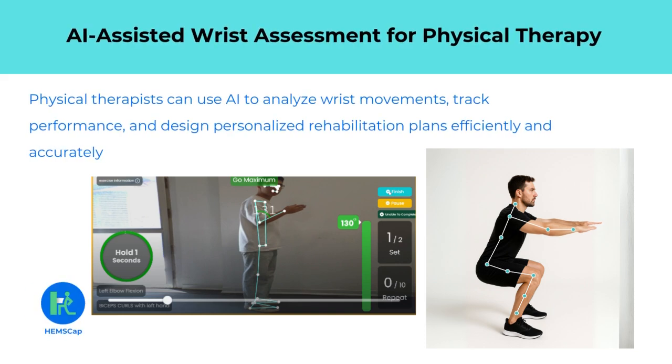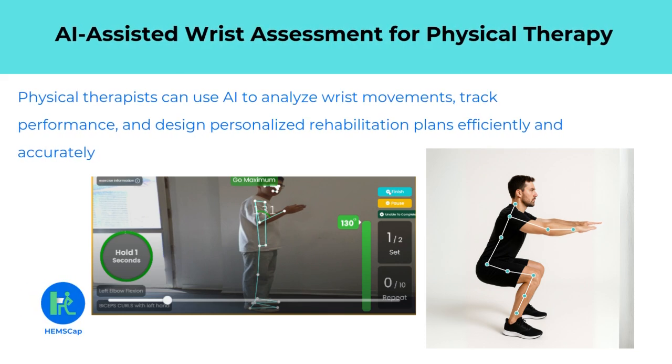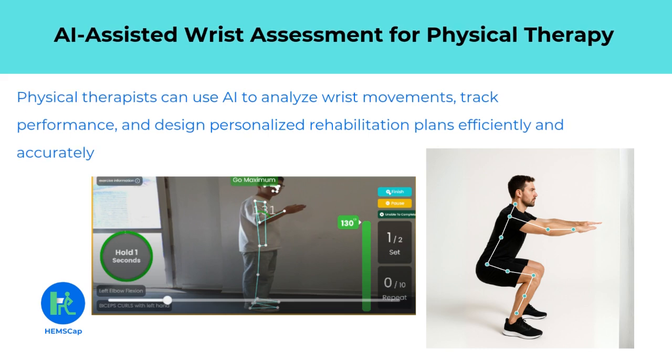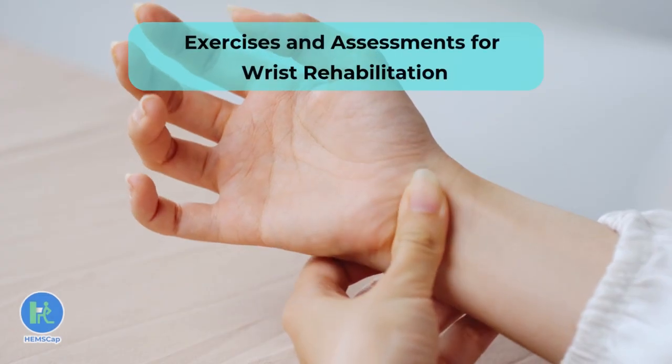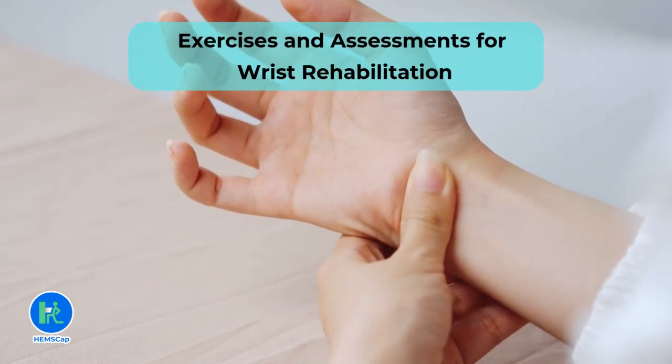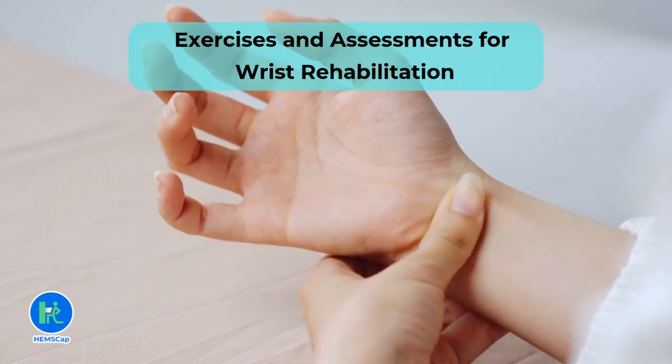Physical therapists can use AI to analyze wrist movements, track performance, and design personalized rehabilitation plans efficiently and accurately. The following exercises and assessments target specific wrist movements and can be monitored using AI to ensure proper form and progress.